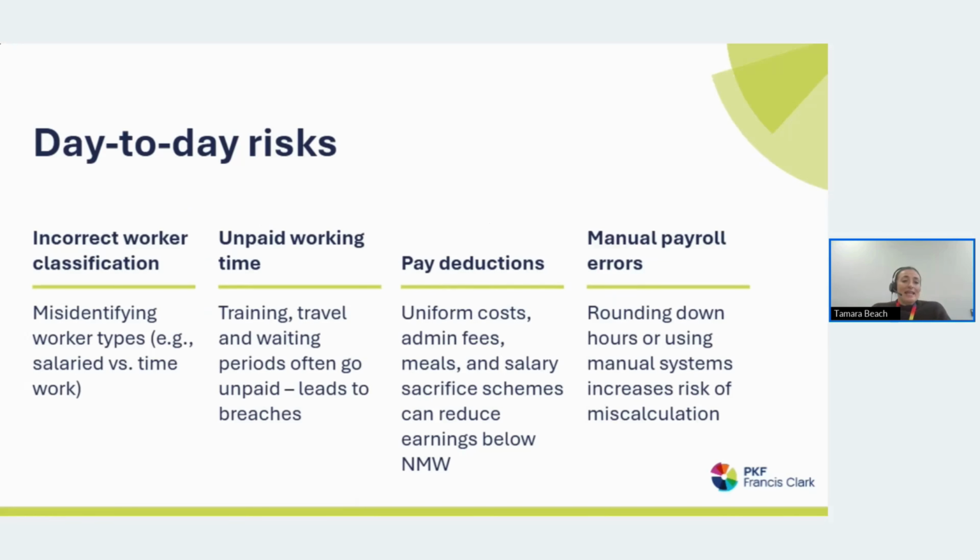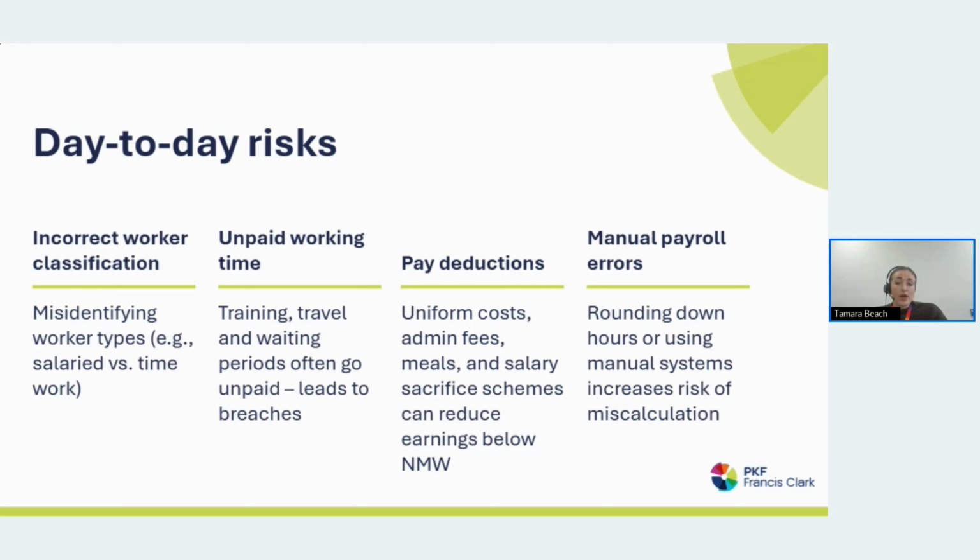So what are the day-to-day risks around national minimum wage? I've got quite a long list to whiz through here, but starting on the left, we've got incorrect worker classification. So misclassifying workers as salaried, output-based or unmeasured without meeting legal criteria. This can lead to incorrect pay calculations, especially for salaried staff that do work excess hours.